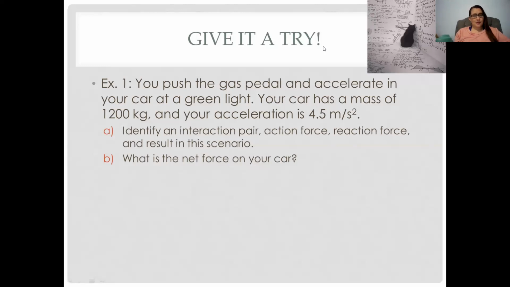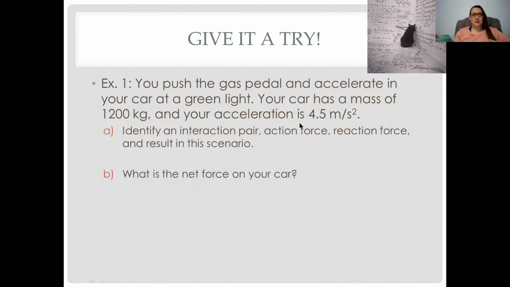All right, so let's think through this question. For part A, there are a whole bunch of potential answers that you could have put down. Depending on what you identified as an interaction pair, you could have chosen the car pushing down on the road and the road pushing up on the car. So the road and the car would be your interaction pair. The action force would be the car pushing down on the road. The reaction force would be the road pushing back up on the car, and the result would be that the car drives on the road. It stays on the road.